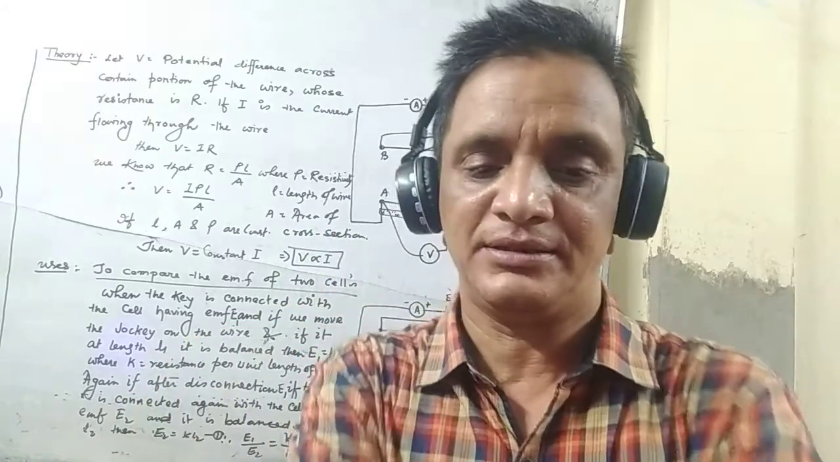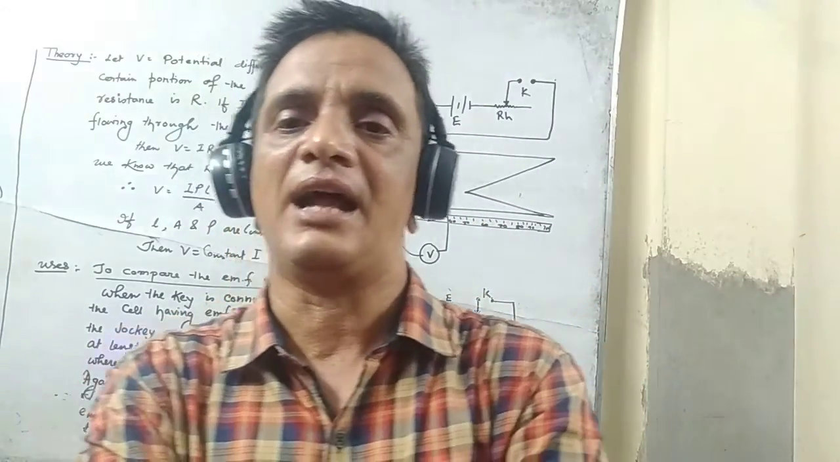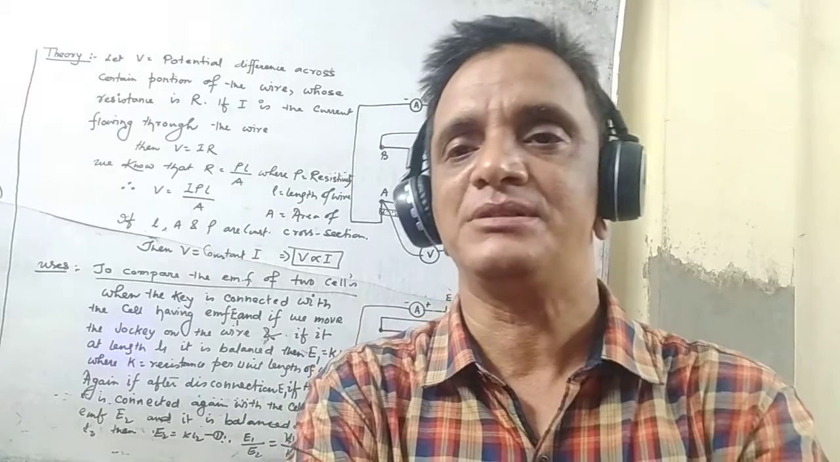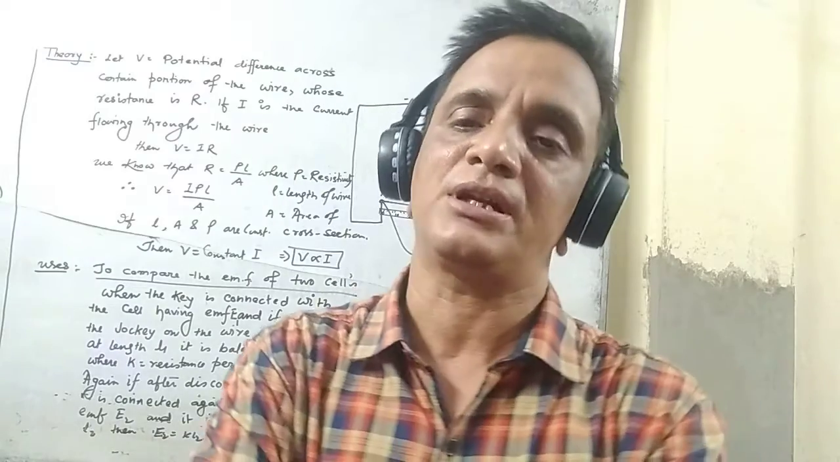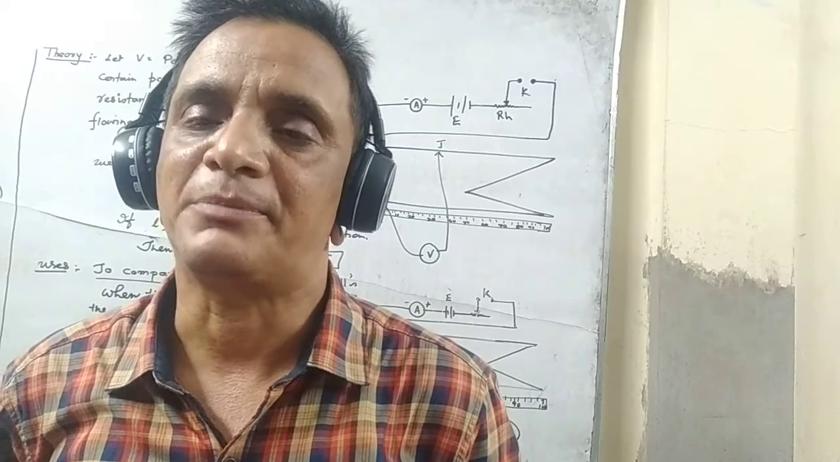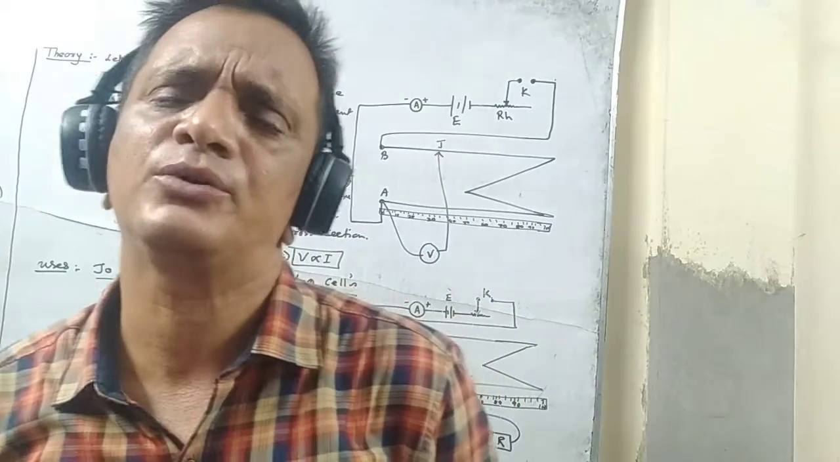What is that principle? It states that the potential difference across any cross section of a wire is directly proportional to the length of the wire. If the length is increased, the potential gradient will increase. We have to know some theoretical knowledge of how it is working. Let's come to the main theory.